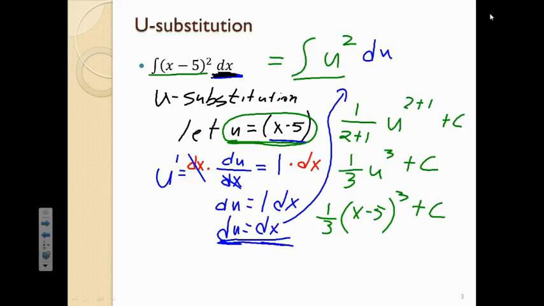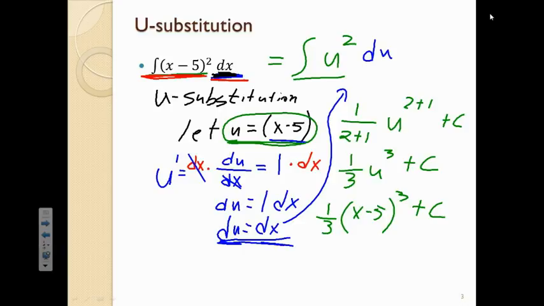So in using u substitution, basically what we're doing is breaking it down, and we're substituting in two different things. The one we did here, we substituted x minus 5 for u, and then we did what was remaining in the integral and did a substitution for that as well.